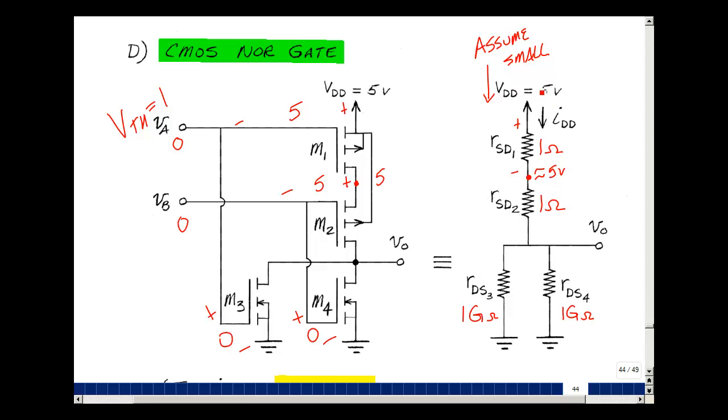The resistance seen by this power supply is 2 ohms in series with these two in parallel, which would be a half a gigaohm divided into 5 volts. That would be something in the nanoamp range. This was verified. Guesses are correct.